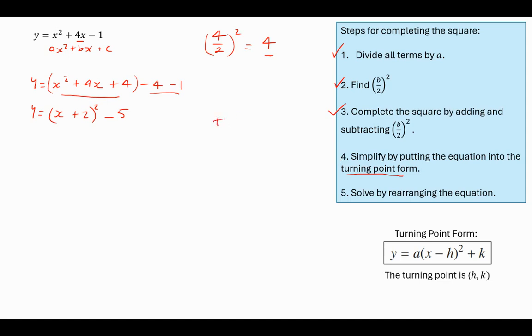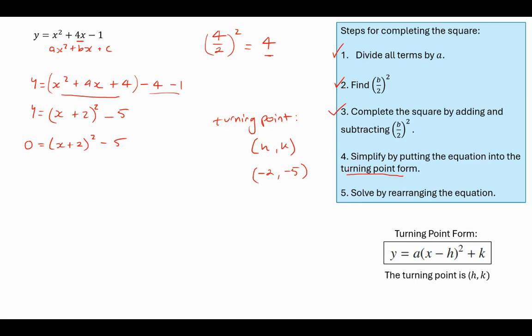And so the turning point here, we're looking for h and k. And because we've got a positive inside the brackets, h is going to be a negative value. So we have minus 2, and then k is minus 5. So this is our turning point. Now we're going to keep going and find the x-intercepts by making y equal to 0. So we have 0 equals x plus 2 all squared minus 5.